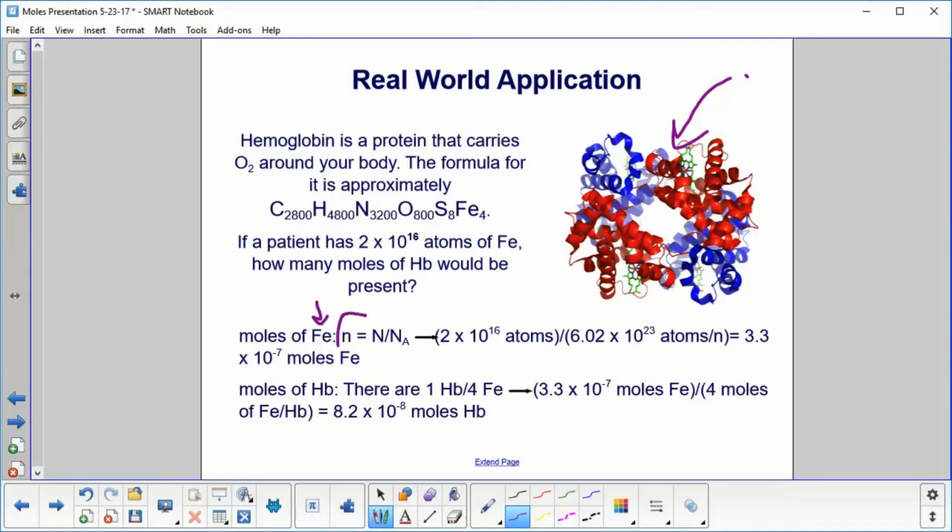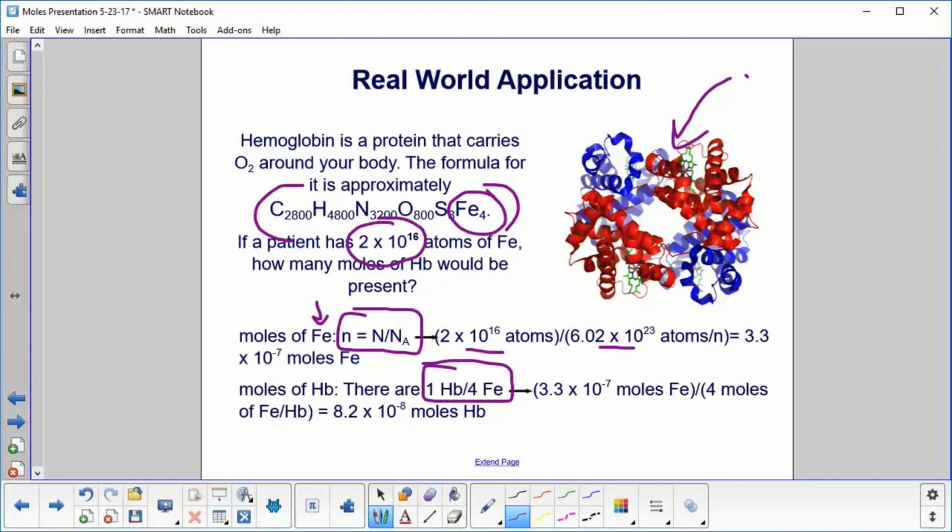So we use the formula, the number of moles equals the number of atoms over Avogadro's number. We know we have this many atoms of iron, so we put that in, and we come up with 3.3 times 10 to the minus 7th moles of iron. Now, for the moles of hemoglobin, we note that we have 1 hemoglobin, this whole thing here is hemoglobin, for every 4 irons. So that's right over here.